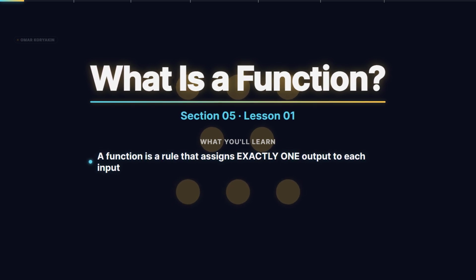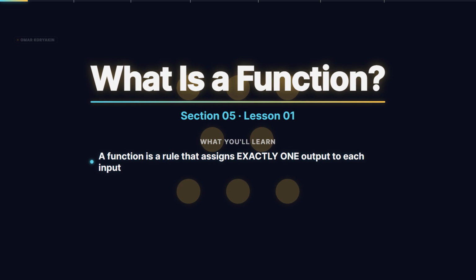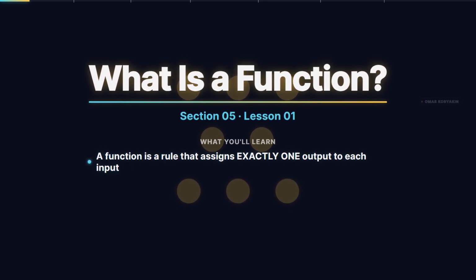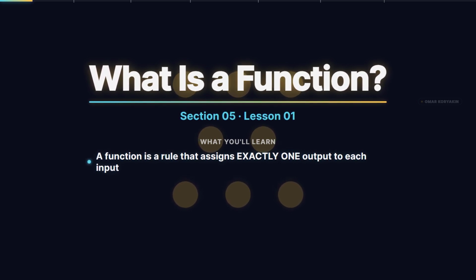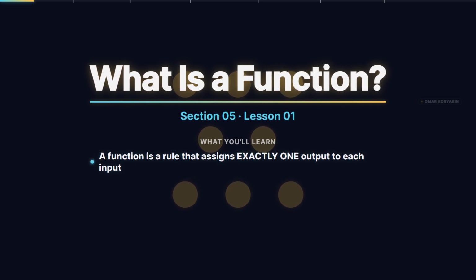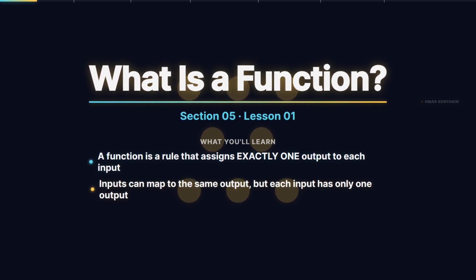First idea on the board. A function is a rule that assigns to each input exactly one output. The input is typically called x and the output is typically called y or f of x. The defining feature is the uniqueness of the output. For any specific input value, the function produces exactly one specific output value, never two or more. This is what separates functions from more general relations, where one input could map to multiple outputs.